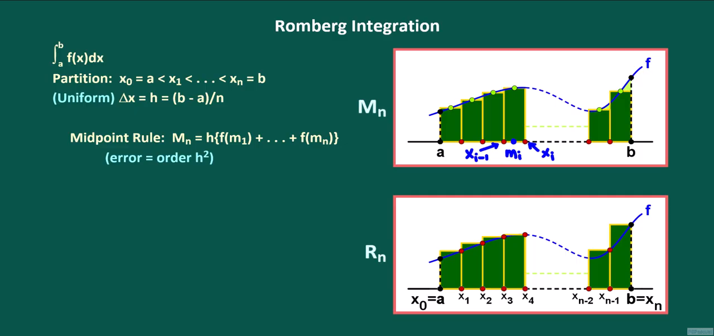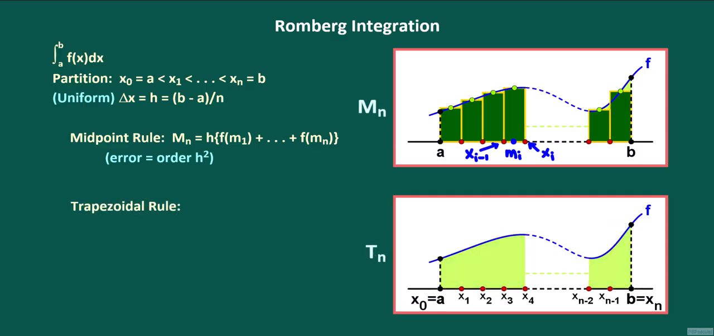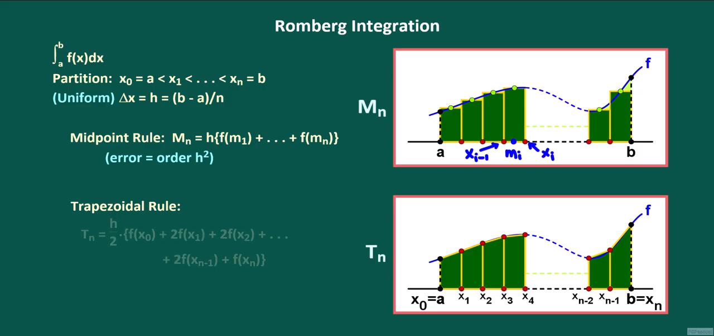The next numerical integration technique is the trapezoidal rule that uses trapezoids, and whose sum we designate as t sub n and is given by this formula. One can show as an exercise that t sub n is also equal to the arithmetic mean of L sub n and R sub n. The global error for the trapezoidal rule, like that of the midpoint rule, is of order h squared.